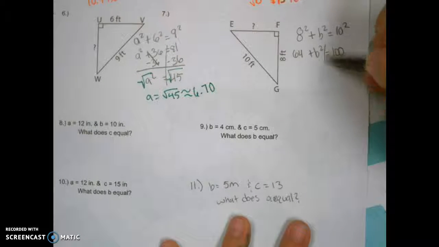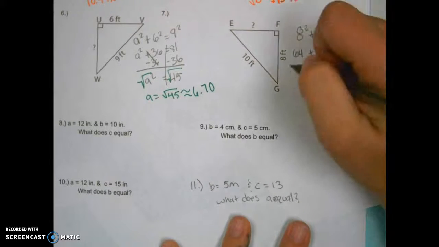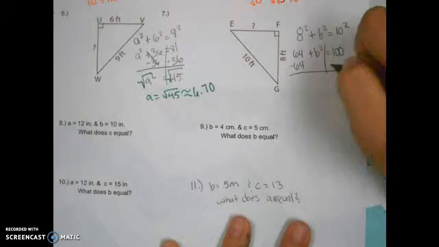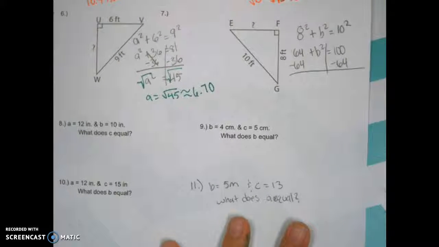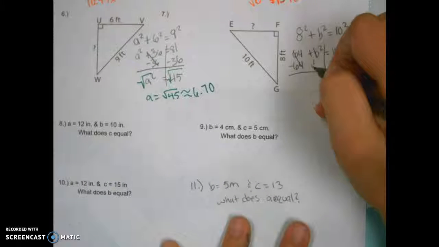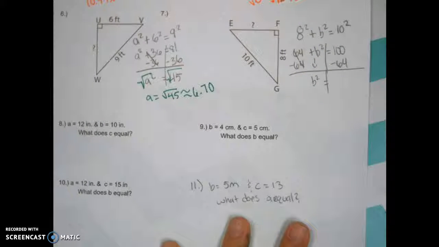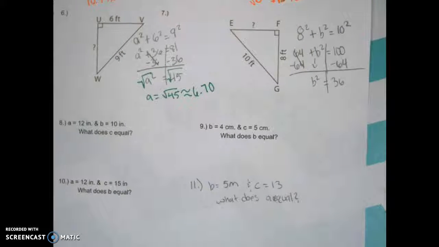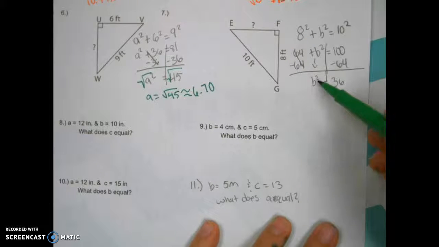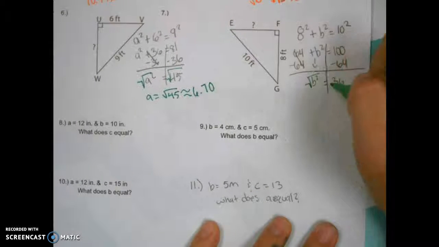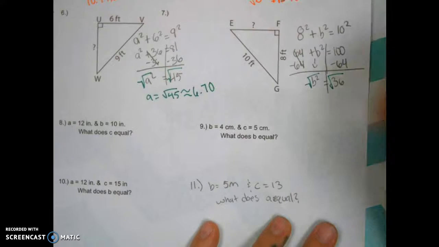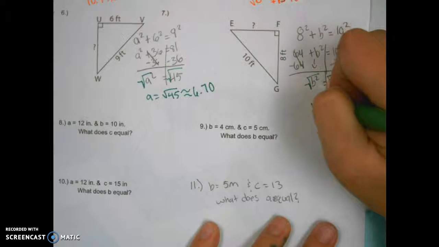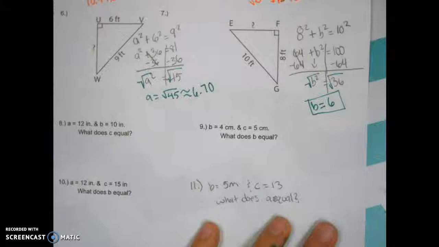So now I'm going to get b by itself by subtracting 64, because it's a positive 64 and the opposite is a negative. So 64 minus 64 is going to cancel. I'm going to bring my b down, and 100 minus 64 is 36. The last part I need to do is to get rid of the square by doing a square root. And 36 so happens to be a perfect square, so b will equal 6.